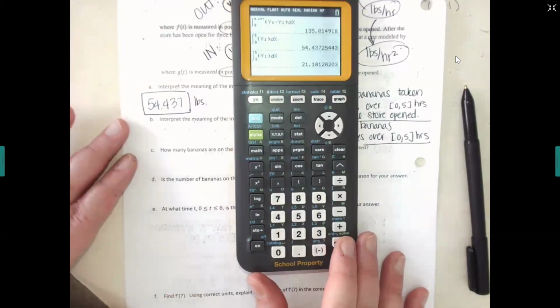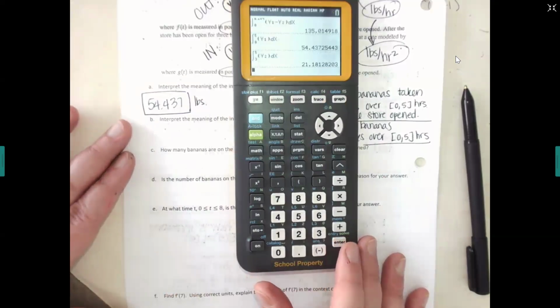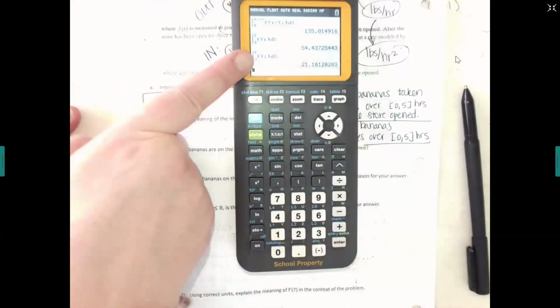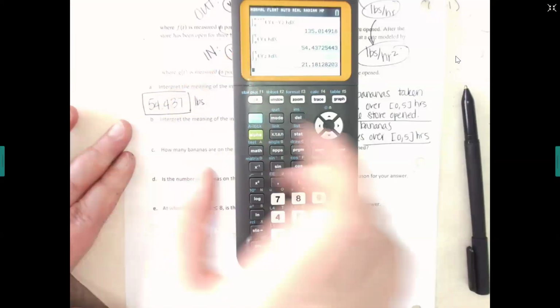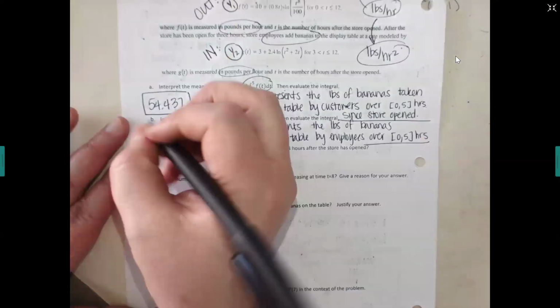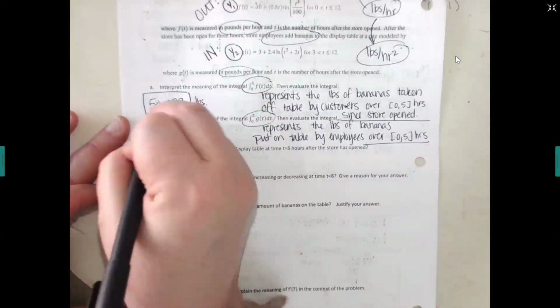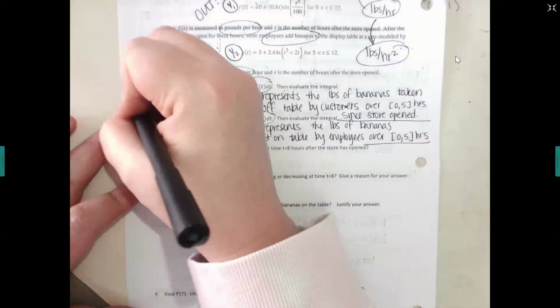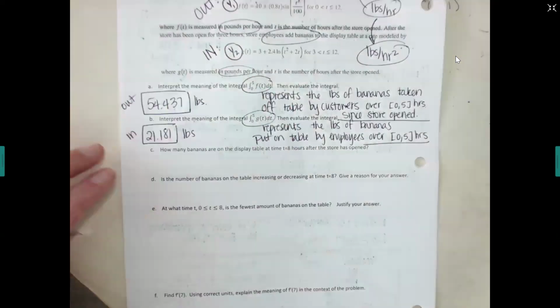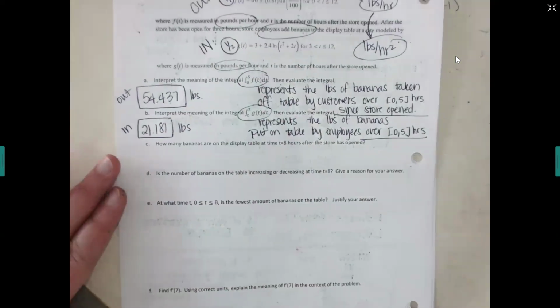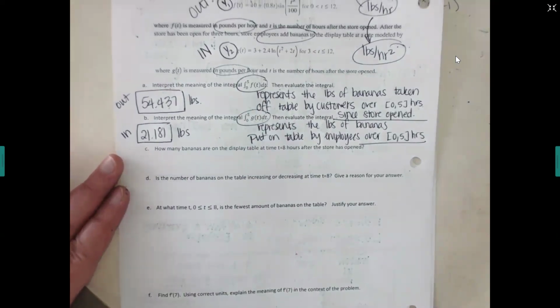So the customers took away 54 pounds of bananas. The employees put back 21 pounds of bananas. So go ahead and write that number down, 21.181 pounds. Remember, this one's out, this one's in. Okay, so then it says, how many bananas are on the table at 8 hours?